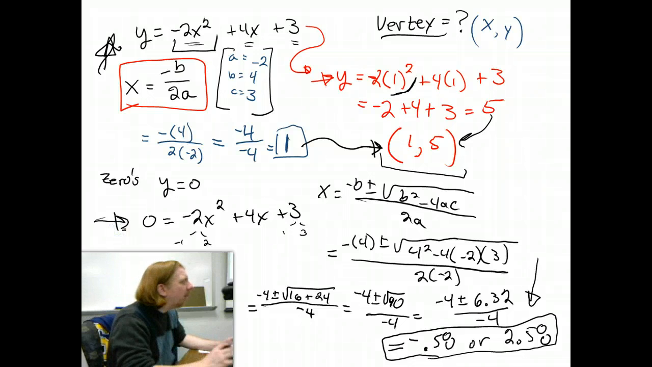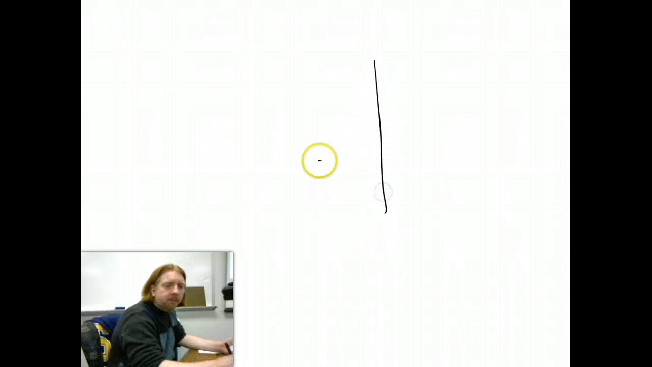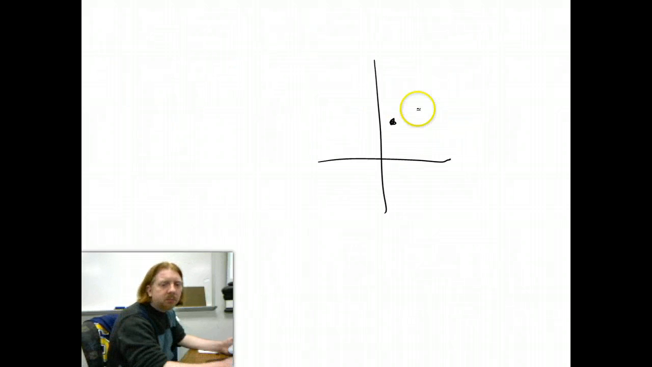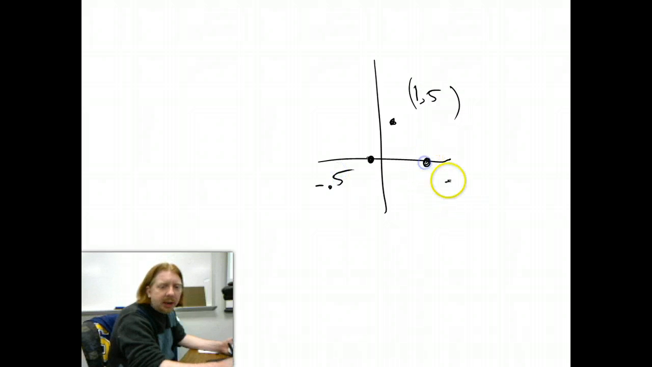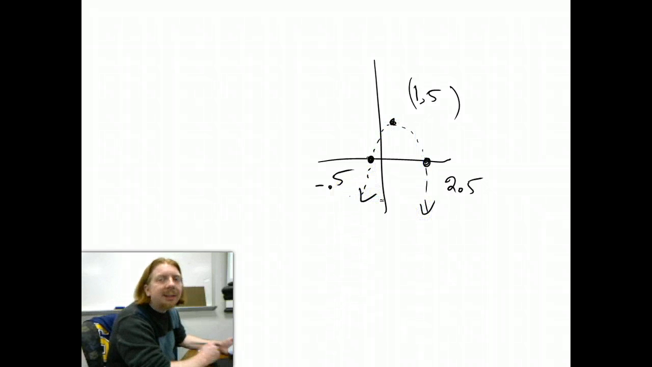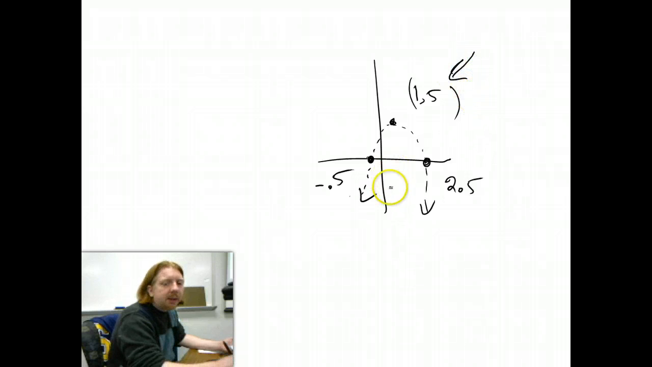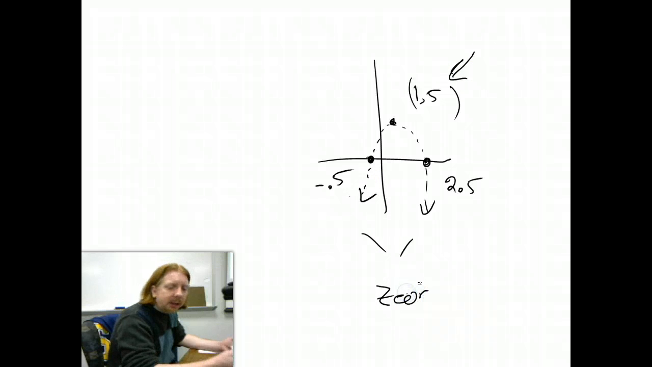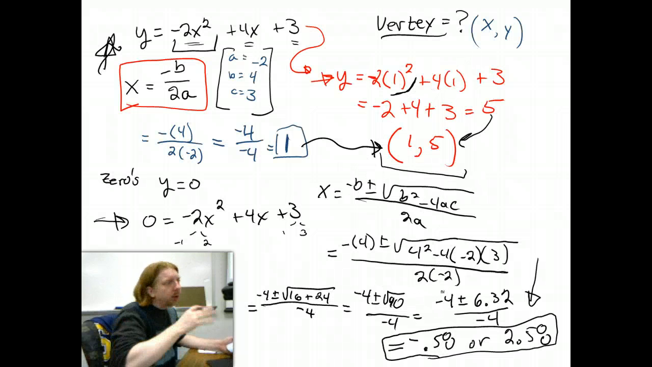Kind of the last thing I want to do is do a quick rough sketch with you guys and call this problem done. So on the sketch, here's my vertex, 1, 5. That's what we said it was, right? 1, comma 5. And I've got here at negative 0.5, and here at 2.5 are my zeros, and the parabola looks kind of like that. And that's about as much graphing as we're going to do. You need to know the vertex, the high point that we calculated, and then you need to know the two zeros at the bottom. I can't spell zero. And that's all you need. I'll go back to the work now for you guys to double check yourselves there.